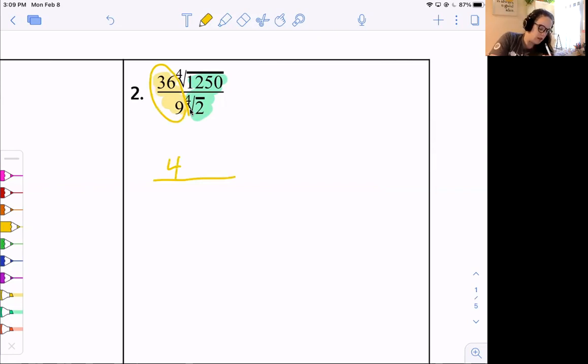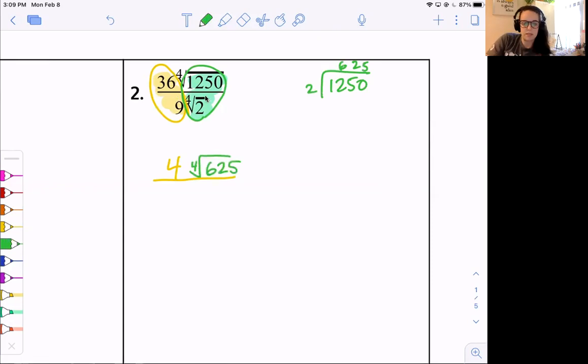And then 1250 divided by 2 would be 625. So I have fourth root of 625 left over. Right, so outsides with outsides, insides with insides. Now we need to simplify.